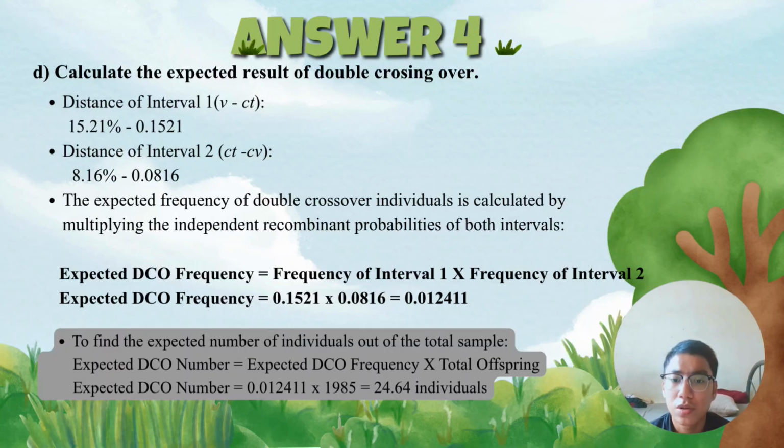And then we got 0.012411 times 1985 equals 24.64 individuals. Thank you.